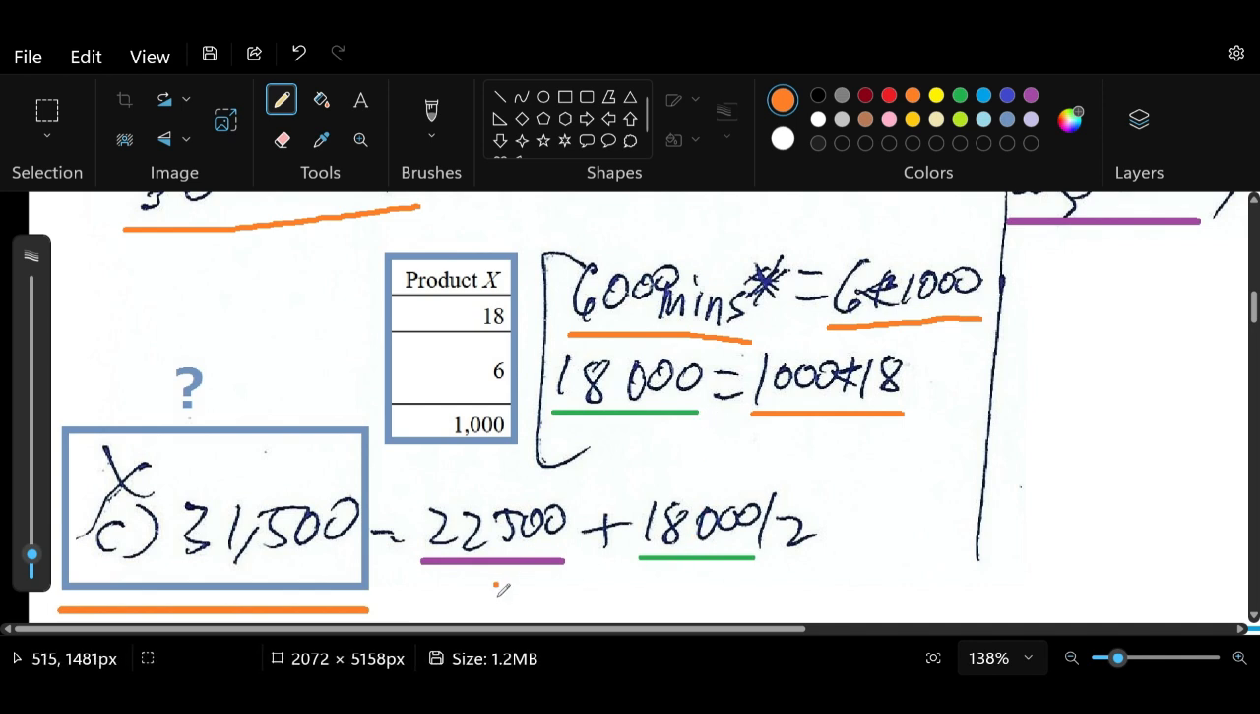If we add that to 22,500, which is what we got a while ago, we end up with letter C, which says the maximum amount of money that we can make is 31,500. I put a question mark here because I need to know if there's another higher amount that we can get, and whether it's in any of the choices.